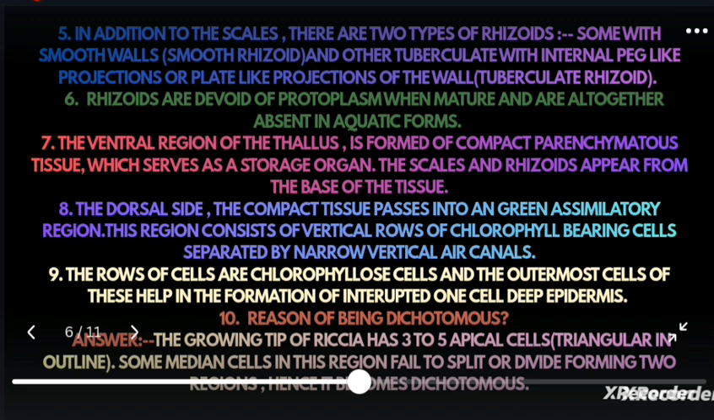The ventral region of the thallus is formed of compact parenchymatous tissue which serves as a storage organ. The scales and rhizoids appear from the base of this tissue. Next, on the dorsal side, the compact tissue passes into a green assimilatory region. This region consists of vertical rows of chlorophyll-bearing cells, separated by narrow vertical air canals. The outermost of these cells forms a one-cell-deep epidermis.